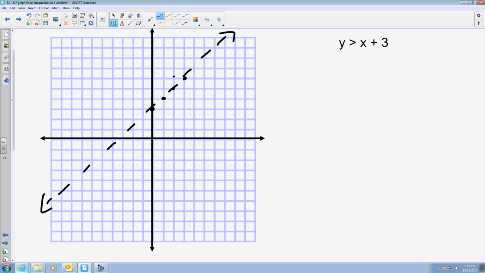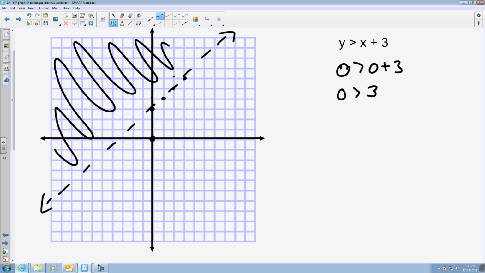And I'm going to use my test point (0, 0), because it's the easiest. So I get 0 is greater than 0 plus 3, and 0 plus 3 is 3. This is a false statement. So my test point was wrong, which means I have to shade away from that part of the boundary line.